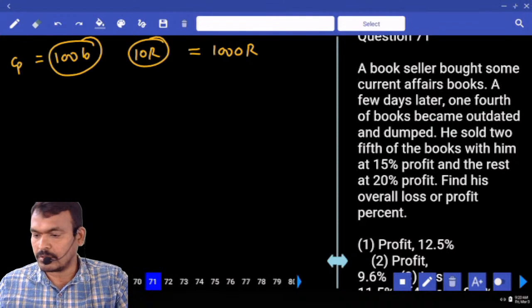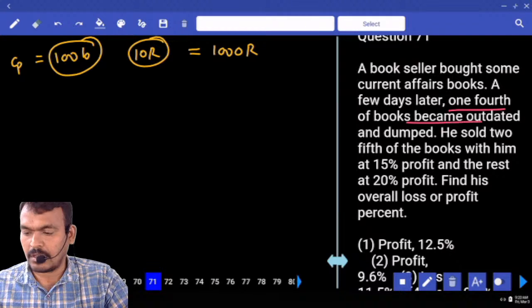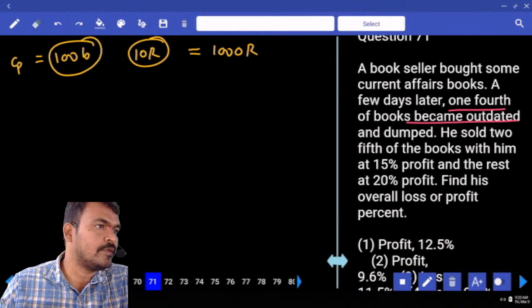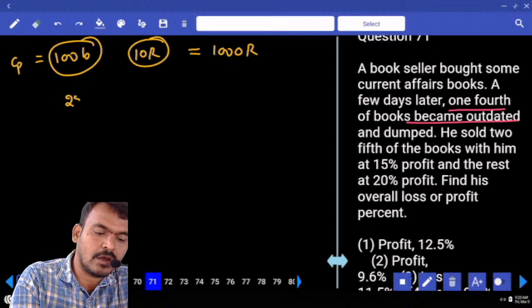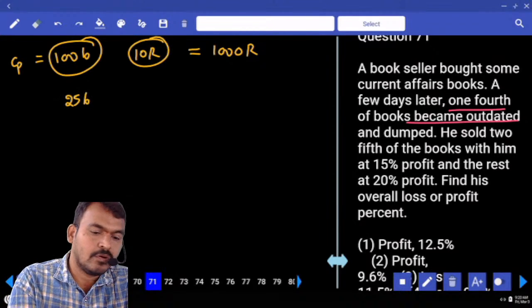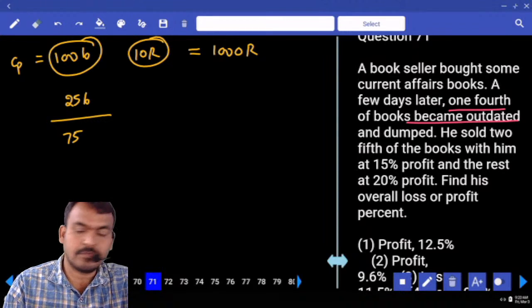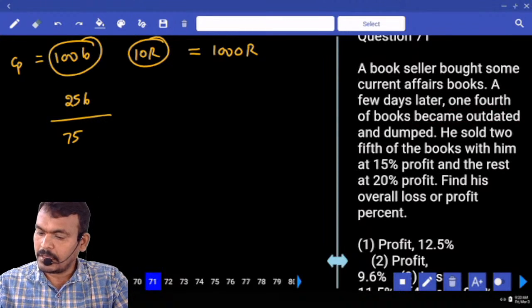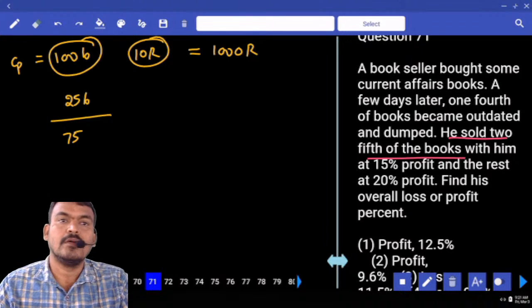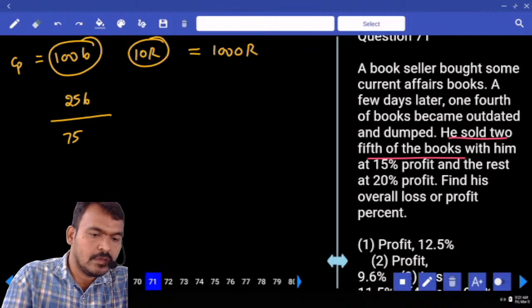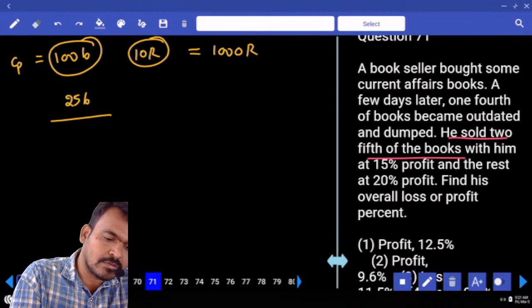Out of 100 books, 1/4 of the books are outdated. What is 1/4 of 100? 25. 25 books are outdated and dumped. What are the remaining books? Remaining 75. Of that 75, he sold 2/5. What is 2/5 of 75? 30. Means the second time, 30 books are sold.